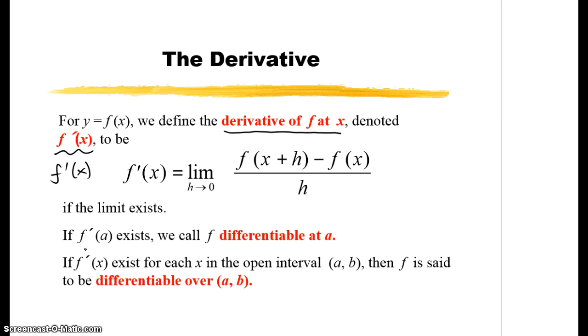Okay, so if f prime at some point a exists, then we call f differentiable at that point a. If f prime of x exists for each x in an open interval a to b, then f is said to be differentiable over that whole interval, a to b.